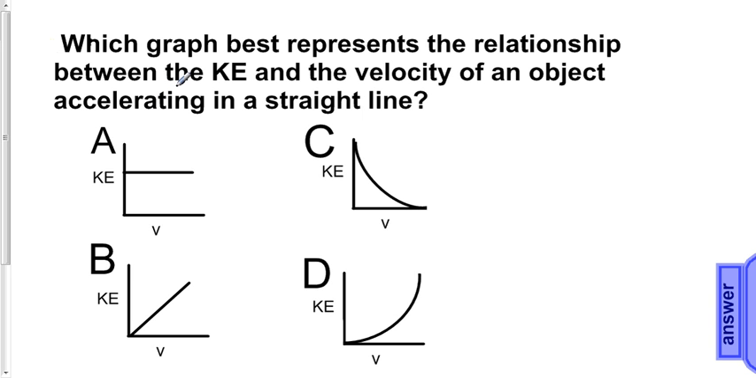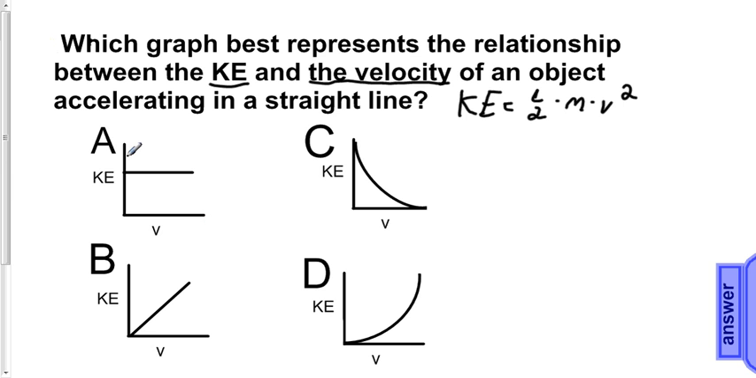This question asks that we identify the graph that best represents the relationship between the kinetic energy and the velocity of an object. To start, we should write the equation for kinetic energy, which is kinetic energy equals 1/2 times the mass of the object times the velocity of the object squared. Next, we should eliminate the answer choices that are wrong.